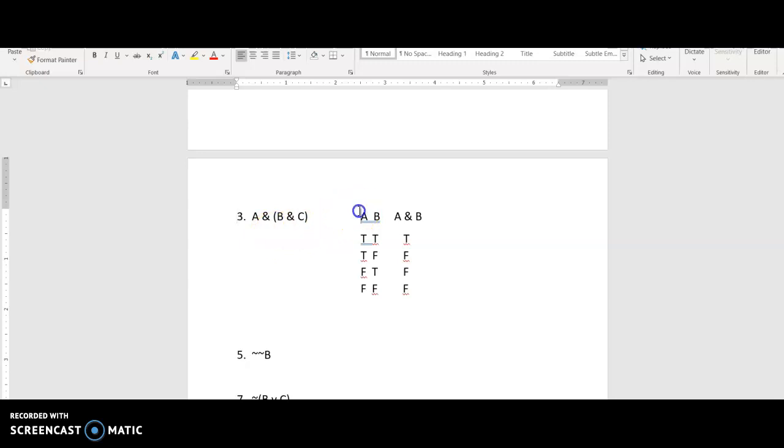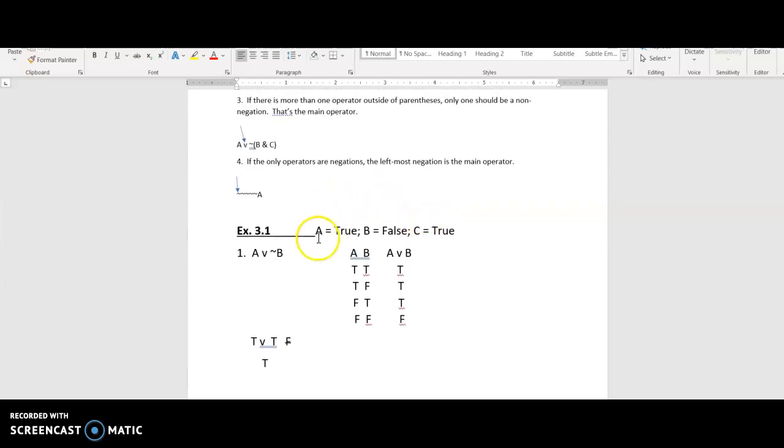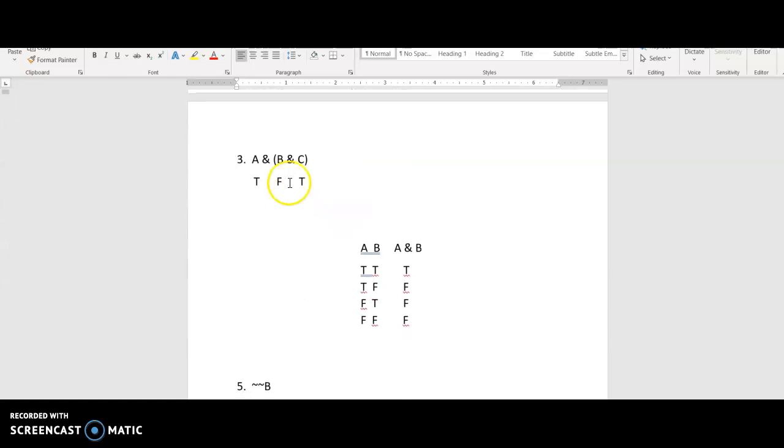Okay, so let me move this down so I can do this problem. Okay, so this one now we have 3 atomic sentences. We know A is true, we know B is false, and we know C is true. Again, those are assigned here, right? That's where I'm getting those values, all right? So now in the parentheses, we have a conjunction with the first conjunct false and the second conjunct true. That's this line, right? And so this then underneath the ampersand in the parentheses is going to be false.